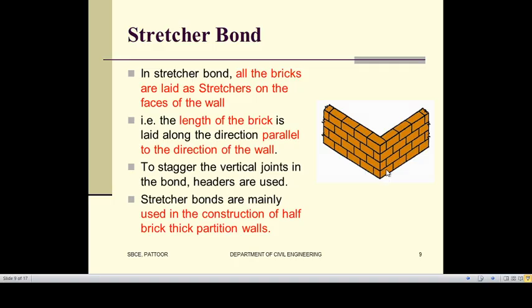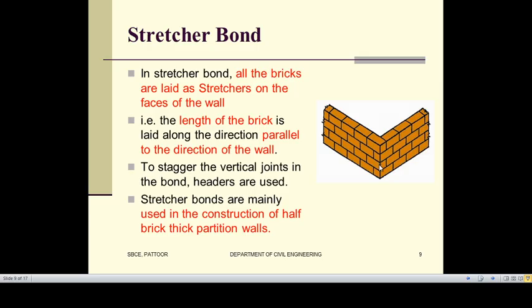On the first course, I have laid all bricks continuously as stretchers, and on the next course, the first one I have placed as header, then stretchers. On the next course I have placed all stretchers. On the next course I have placed first a header, then stretchers. These headers are used to stagger the vertical joints.